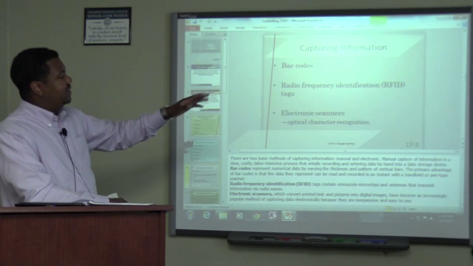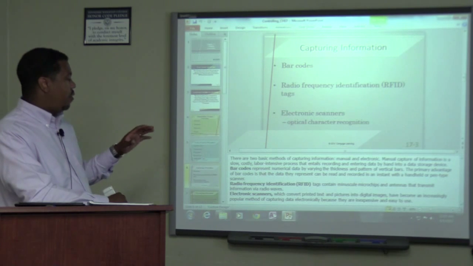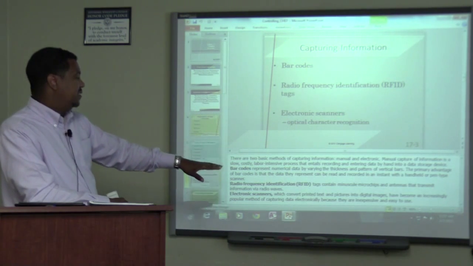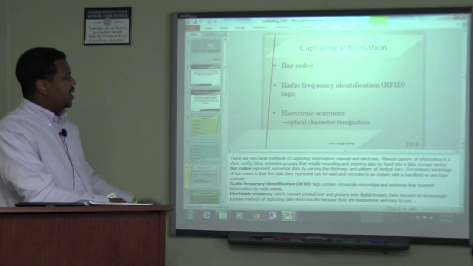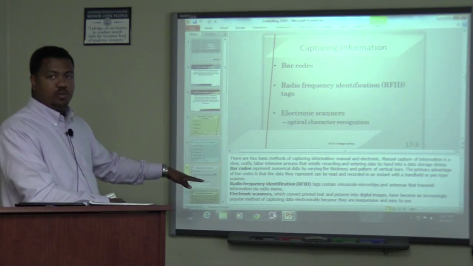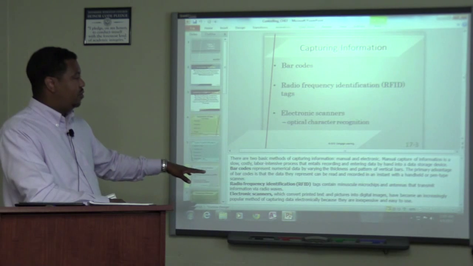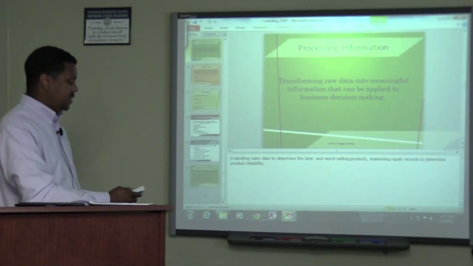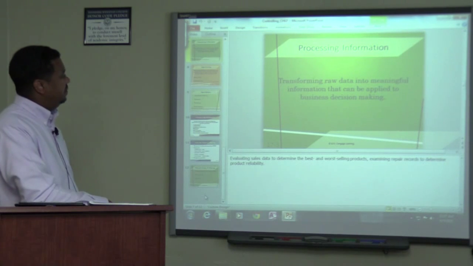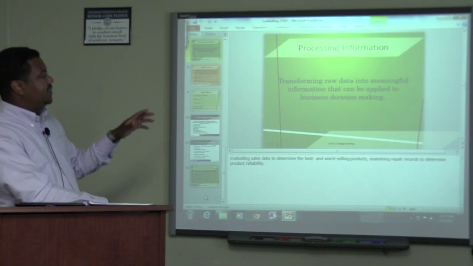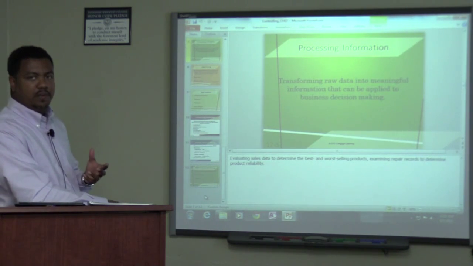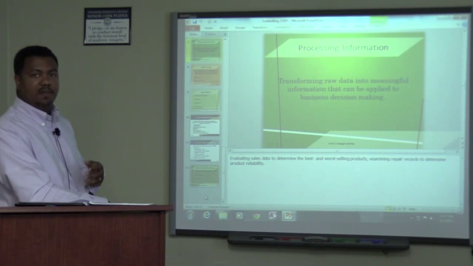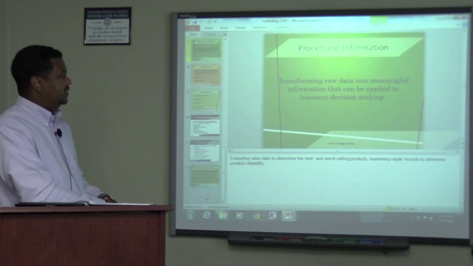So radio frequency identification is a good way organizations are using microchips and antennas to transmit information. And then of course, we're moving more towards scanning data and storing data in the overall process. Okay, so let's look at how we actually process information. Processing information is basically transforming raw data into meaningful information that can be applied into overall business systems.